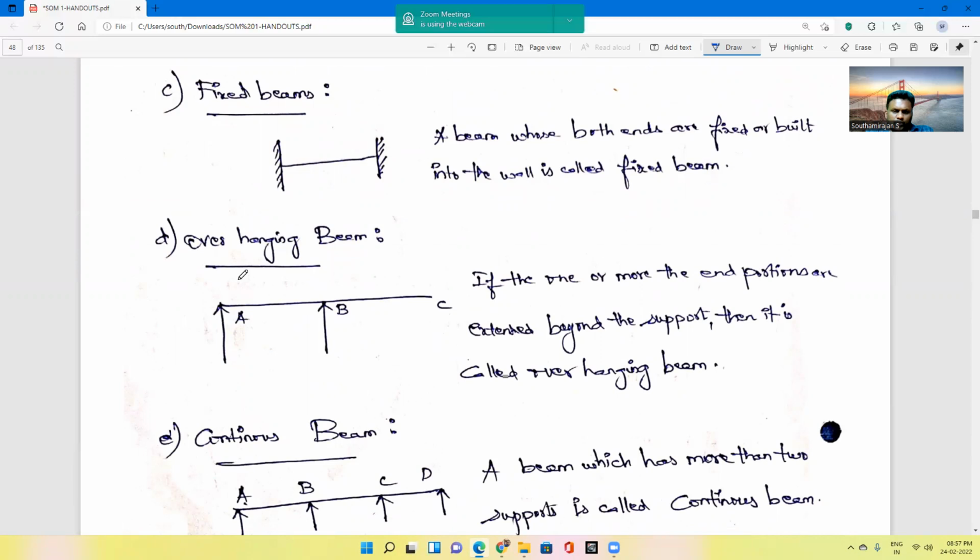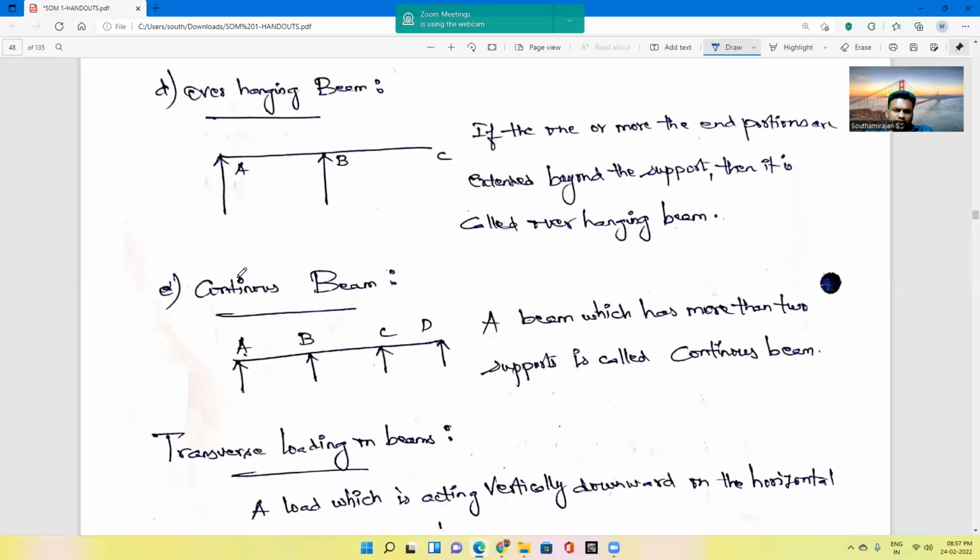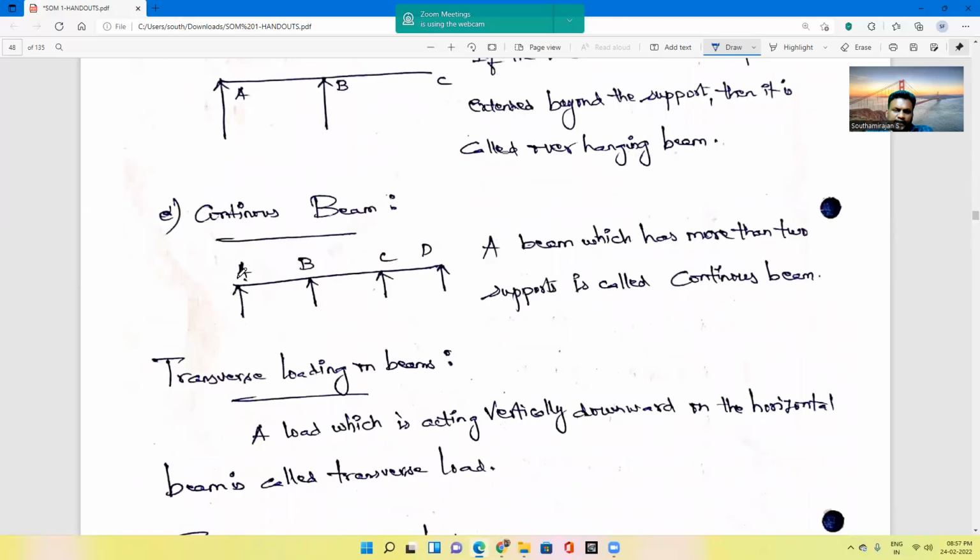Overhanging beam. If one or more end portions of the beam extend beyond the support, it may be single side extended or double side extended, and it will be represented as an overhanging beam. A continuous beam is a beam which has more than two supports. The supports tend to extend based on the span of the beam.